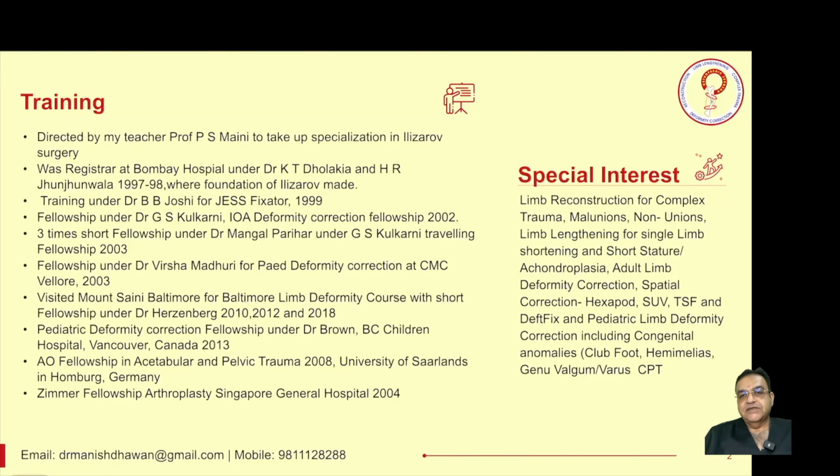My special interests include limb reconstruction for complex trauma, malunions, non-unions, limb lengthening for single limb shortening and short stature, including achondroplasia. Adult limb deformity correction. I frequently use spatial correction like hexapod, the German fixator, SUV, the Russian fixator, Taylor spatial frame, the American origin, and DefFix, our own Indian fixator.